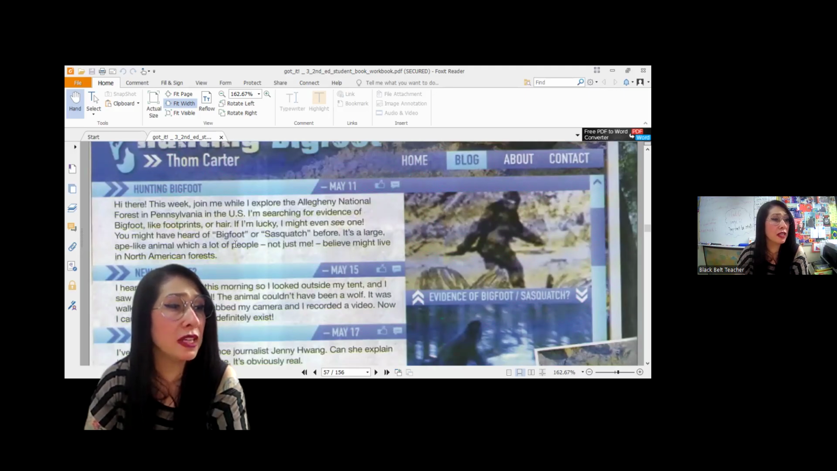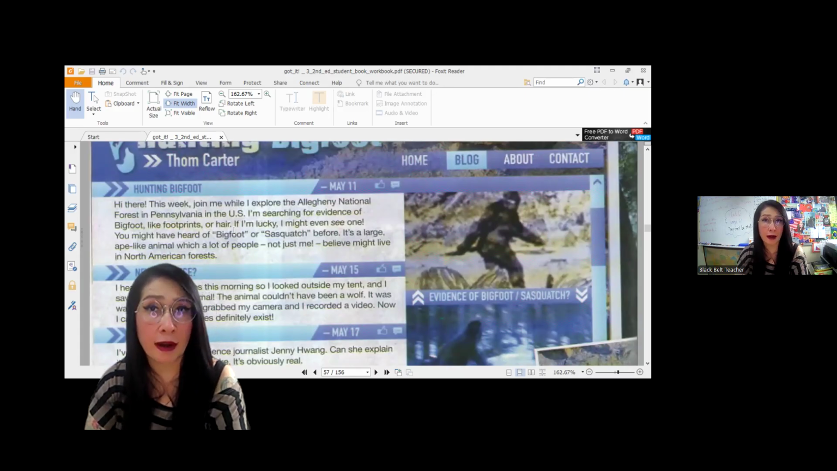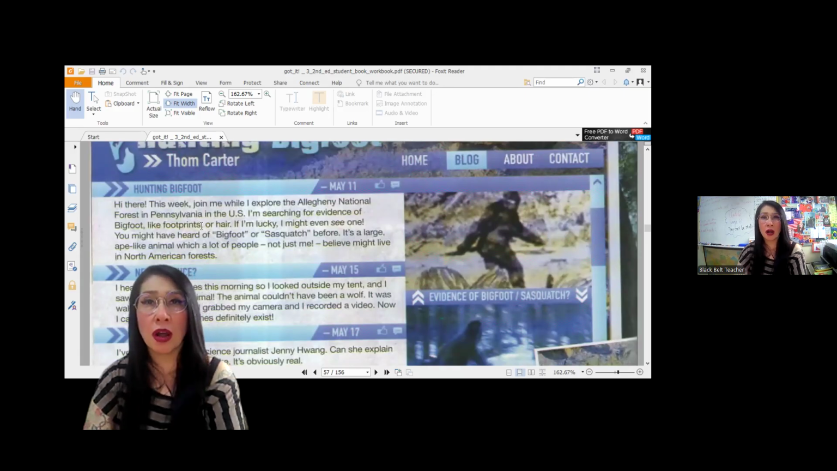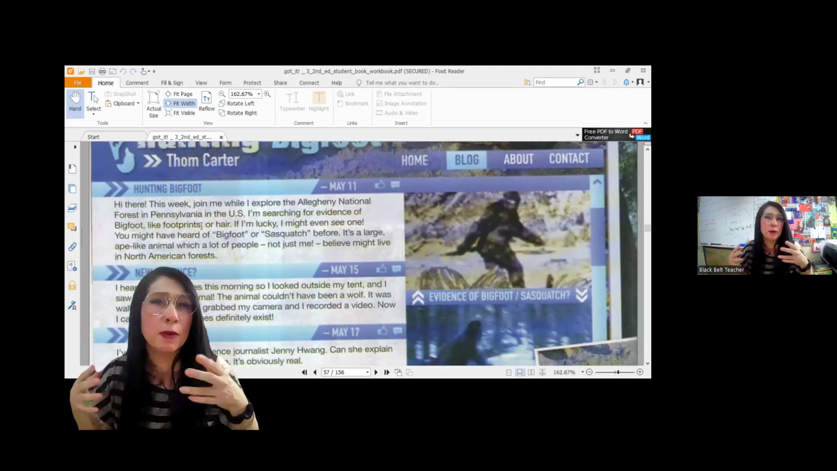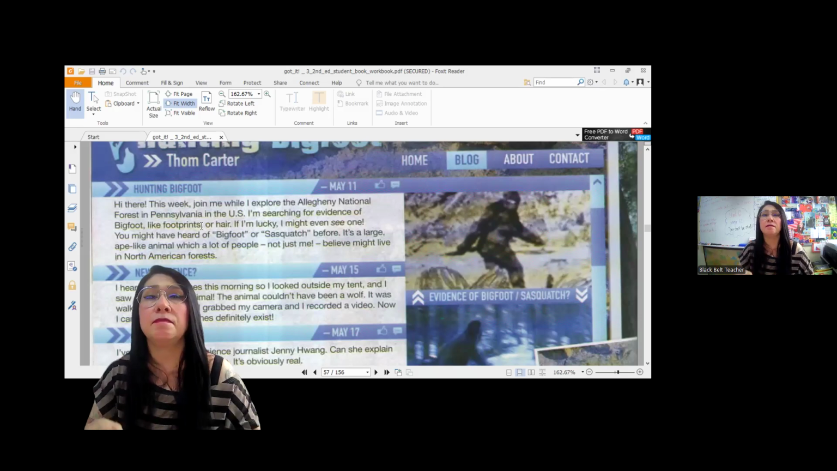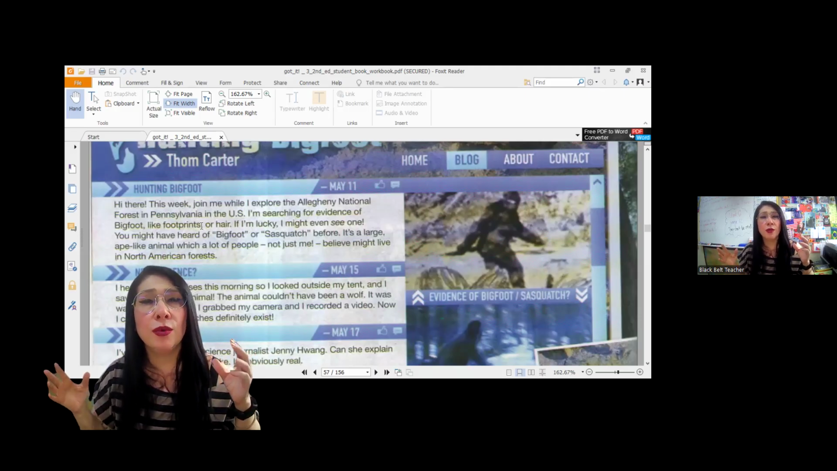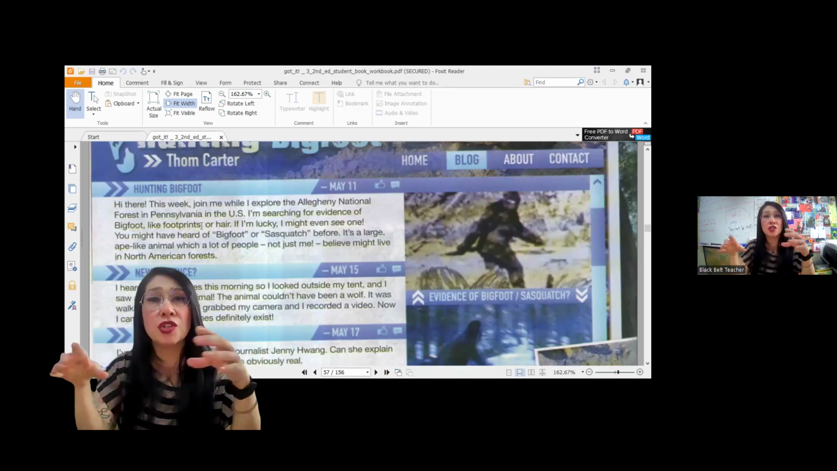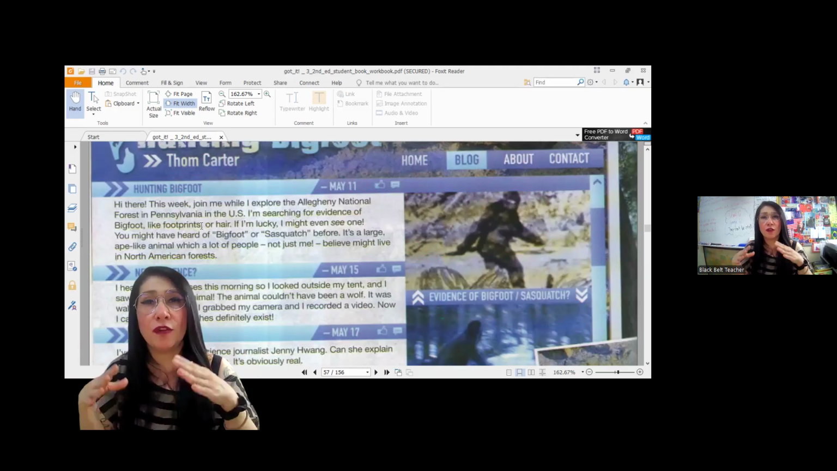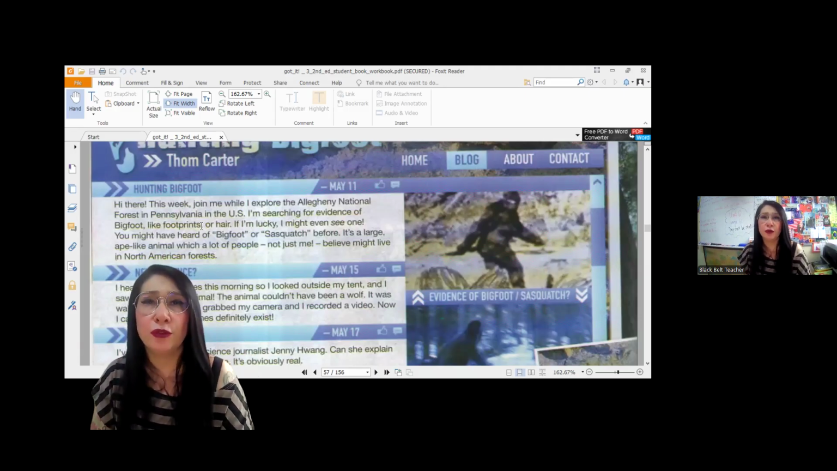I'm searching for evidence of Bigfoot, like footprints or hair. So footprints are the shape of people's feet or animal feet when they walk on dirt. We leave impressions of our shoes, the sole of our shoes, or from our bare feet. So the shape of people's feet, animals' feet, that is called a footprint.